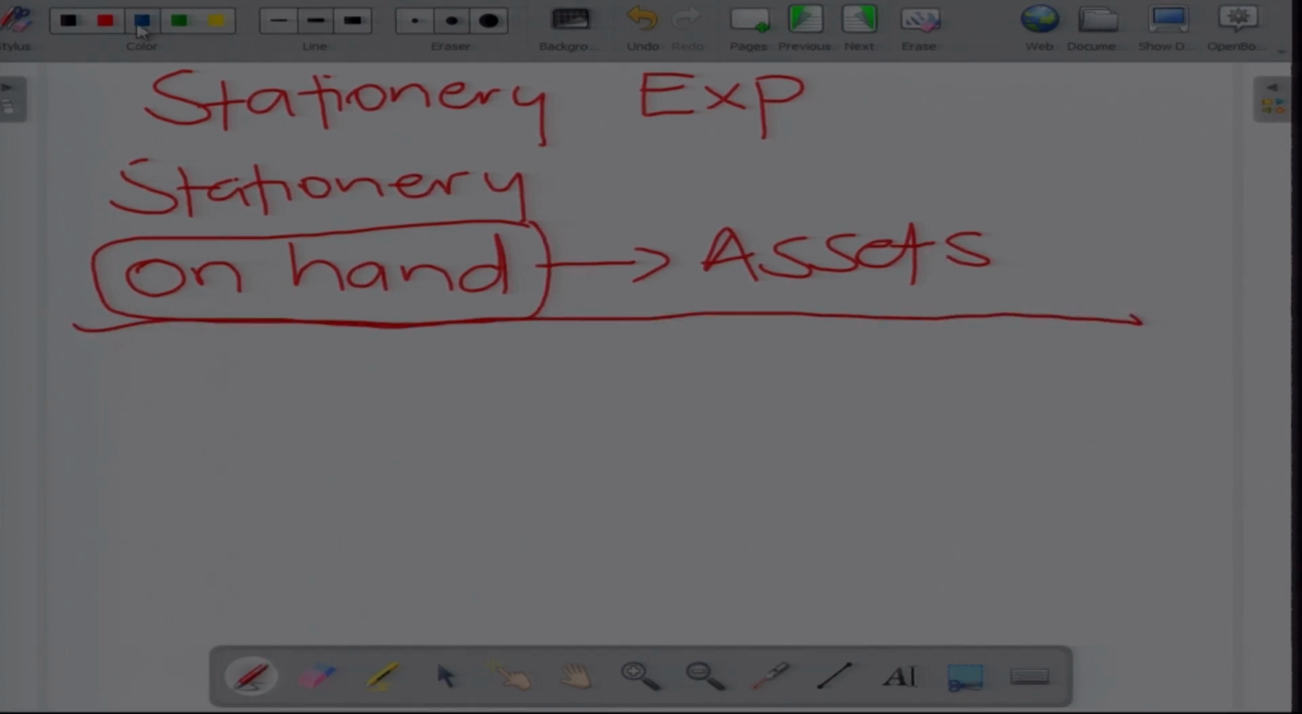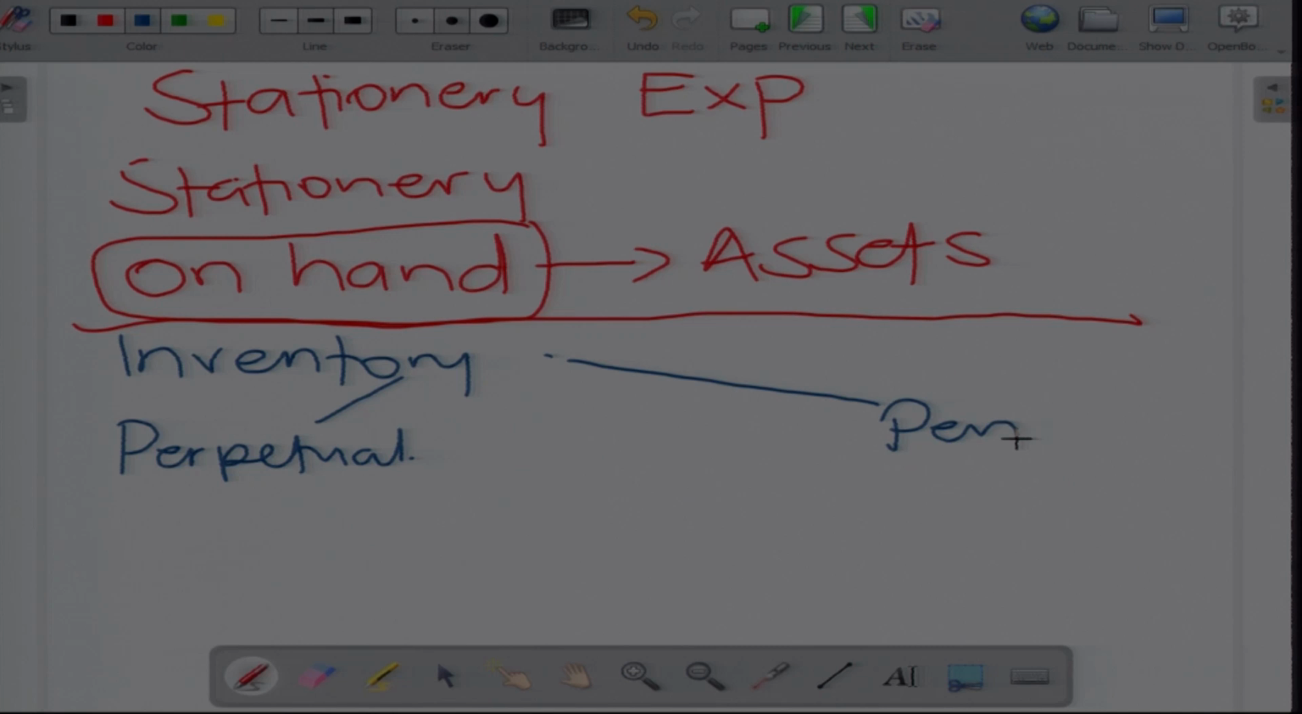Then we get inventory. I did tell you this in class. Inventory, you get two types. You get the perpetual, and you get the periodic. Now the difference between the two, the perpetual, they will give you cost of sales is given. They'll give you the cost of sales amount. But with periodic, you need to calculate the cost of sales.